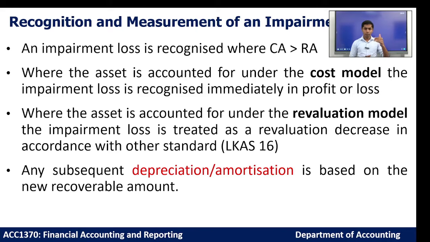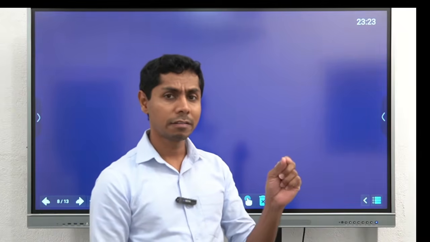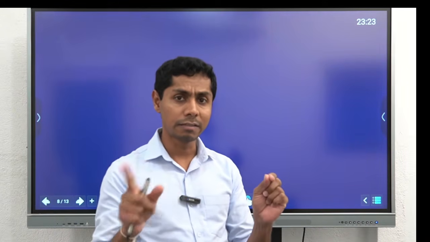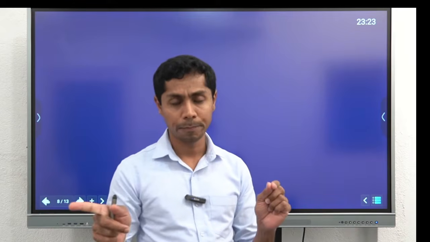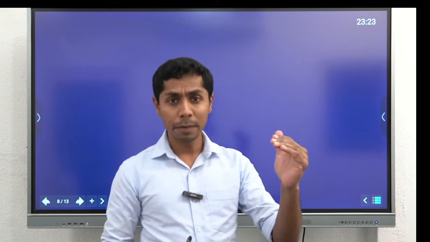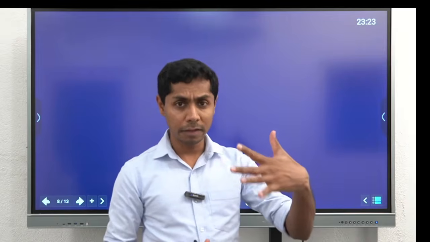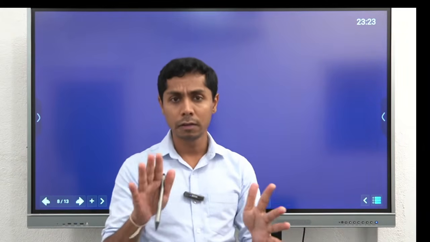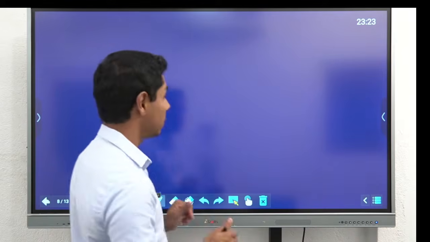Now, the accounting treatment for the impairment loss is dependent on the model that you apply for the subsequent measurement. Let's take one example from what you know rather than from what you don't know. You know PPE, right? For the subsequent measurement of PPE, you can use either cost model or revaluation model, right? So let's take that example.